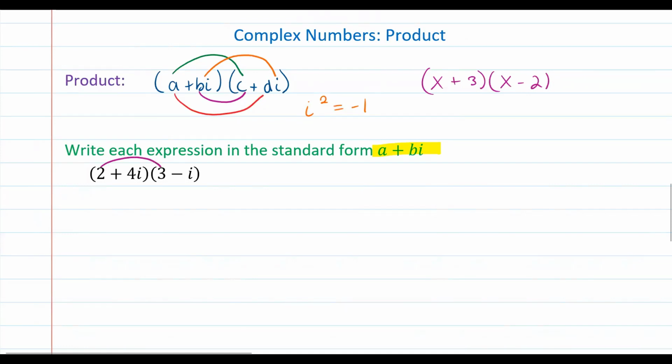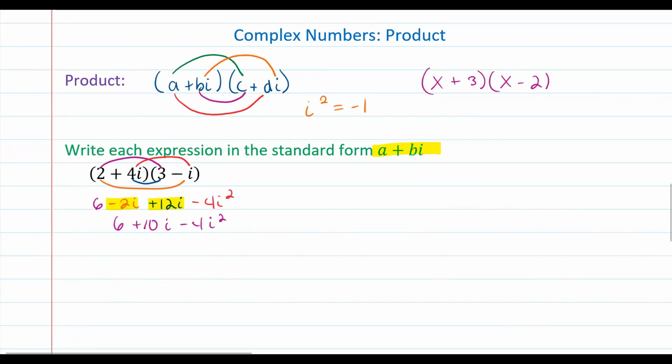And so we have 2 times 3, which is 6. We have 2 times negative i, which is negative 2i. We get 4i times 3, which is going to be positive 12i. And then finally, we have 4i times negative i, which is going to be minus 4i squared. Now we do have some like terms. So we have negative 2i and positive 12i. So let's combine those. So that'll give us 6 plus 10i minus 4i squared.